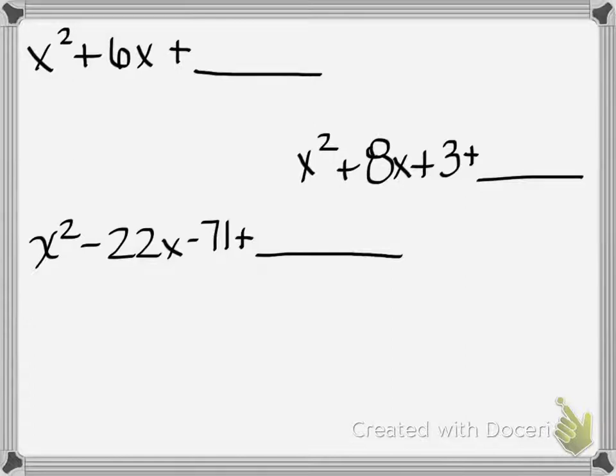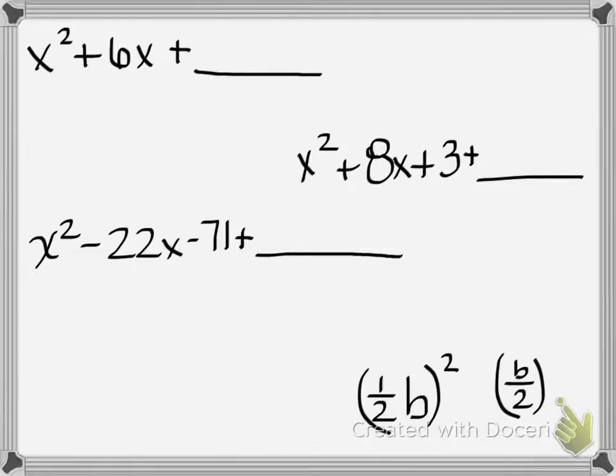To do this, we're always going to take half of the b term and then square it. Or you can look at it as b divided by 2 squared. Up to you. Alright, so let's take a look at this b term. Our first b term is 6, our second b term is 8, and our final one is negative 22.